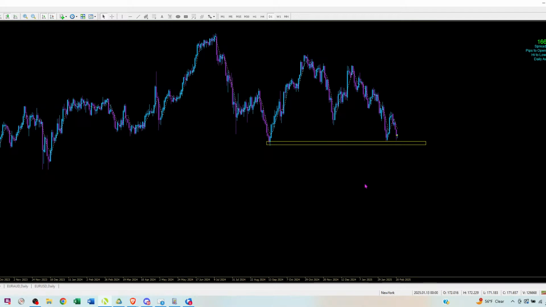But as I said earlier, until I see what this is going to do, whether we're going to break through this support area or turn higher, I'm certainly not going to take any more shorts right now on yen pairs until this plays out. But, we'll see.